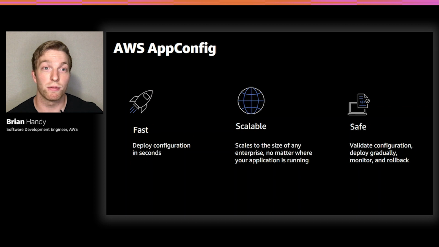So what we came up with was AWS App Config. App Config is a fully managed service for managing and deploying your configuration. App Config is, first of all, fast. It enables you to deploy your configuration anywhere in the world in seconds.